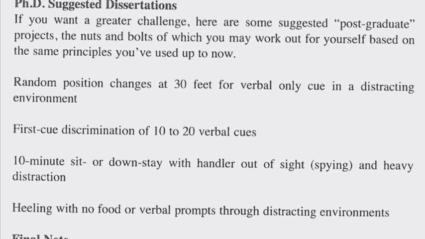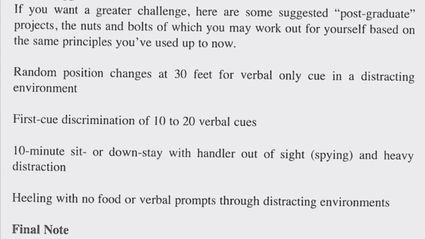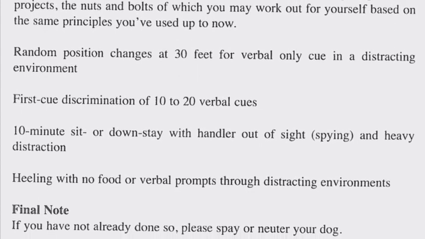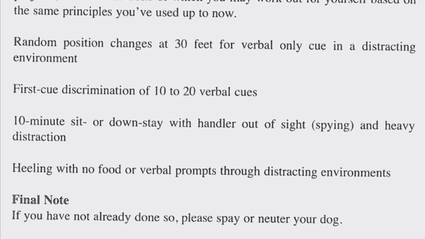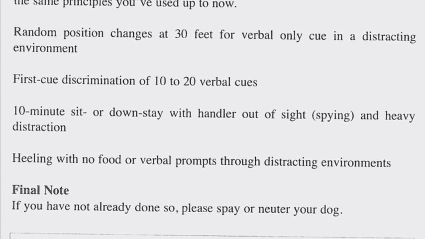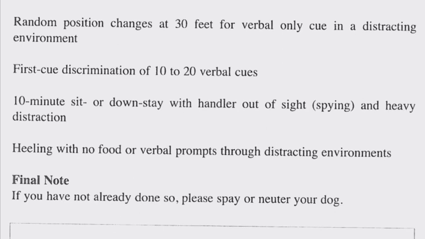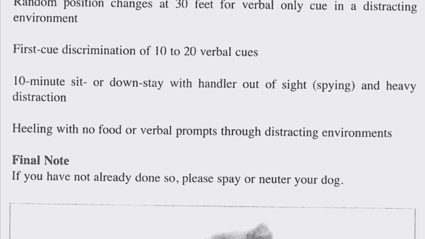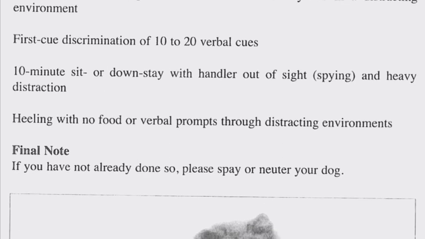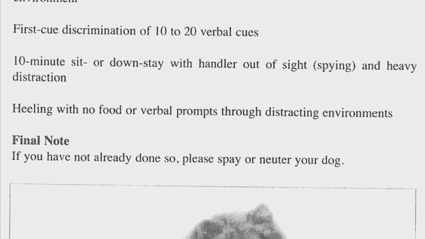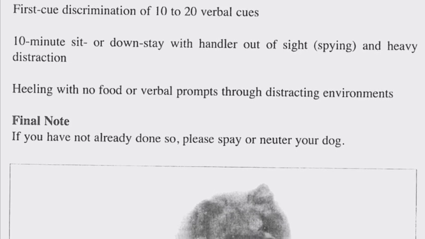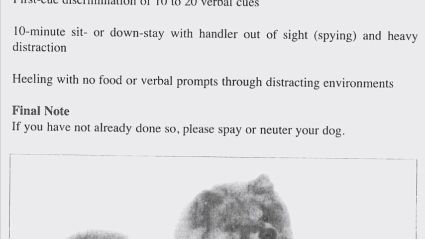PhD suggested dissertations. If you want a greater challenge, here are some suggested postgraduate projects, the nuts and bolts of which you may work out for yourself based on the same principles you've used up to now. Random position changes at 30 feet for verbal-only cue in a distracting environment. First cue discrimination of 10 to 20 verbal cues. 10-minute sit or down stay with a handler out of sight, spying, and heavy distraction. Heeling with no food or verbal prompts through distracting environments.